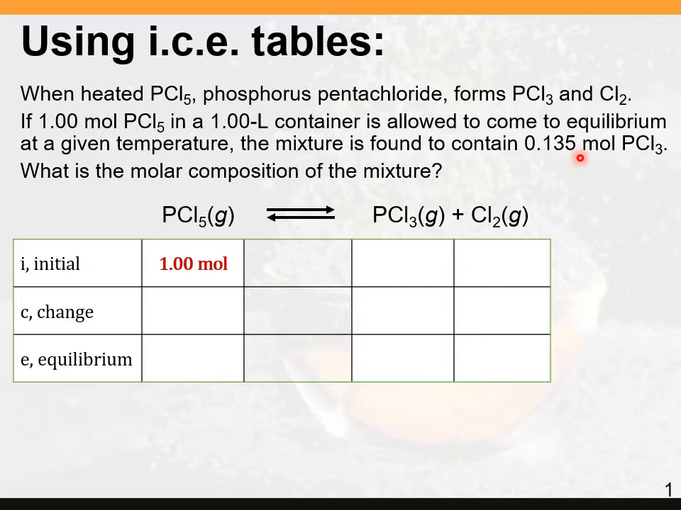The number of moles of phosphorus pentachloride is given, the initial state. There is no mention of anything else. That means the amounts of the products are 0. And at equilibrium, it is found to contain 0.135 moles of phosphorus trichloride. So far, we only transcribed the given information into the I.C.E table. We haven't discovered or calculated anything new.